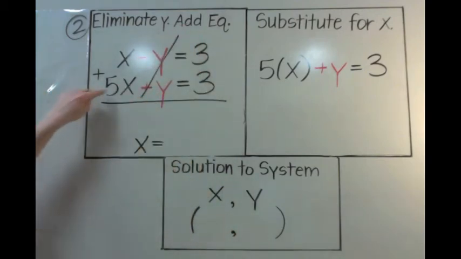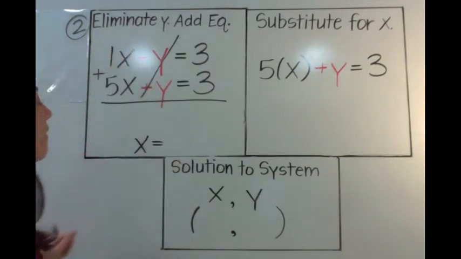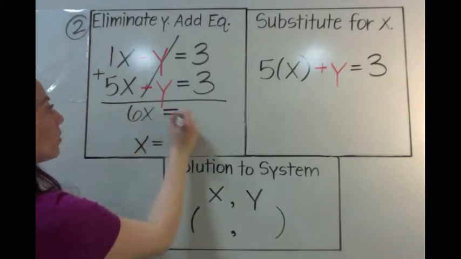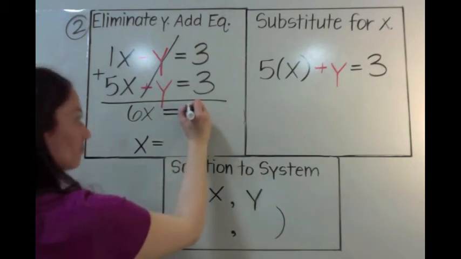Now we're going to add 5x plus x. Is there an invisible number somewhere? Yes. It's 1. So what's 1x plus 5x? It's 6x. Equals 3 plus 3. That's pretty easy. What's 3 plus 3? 6.